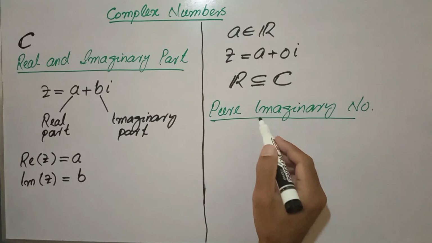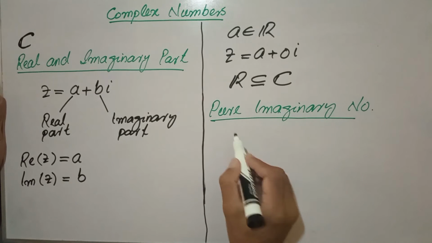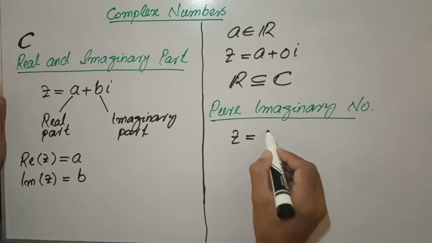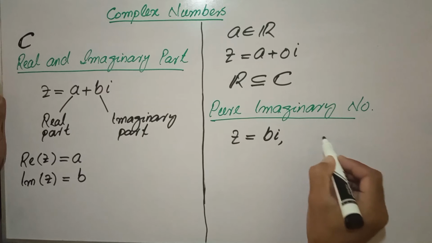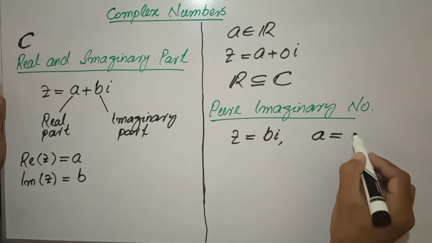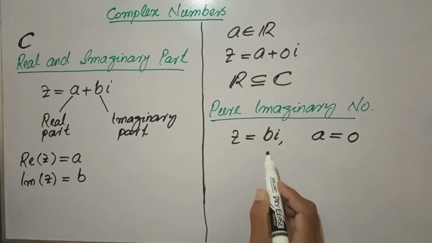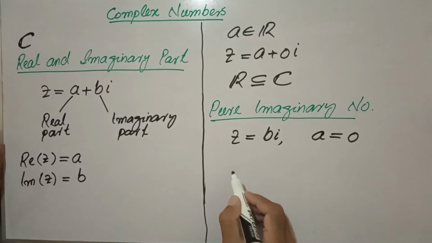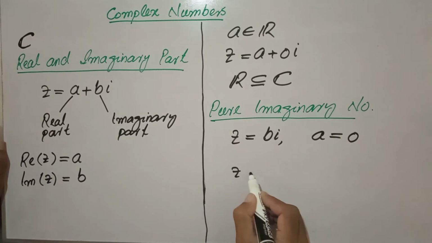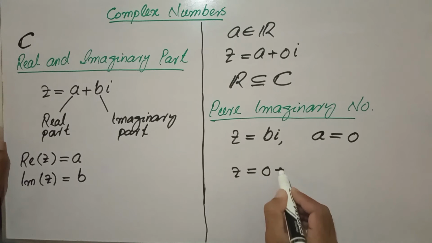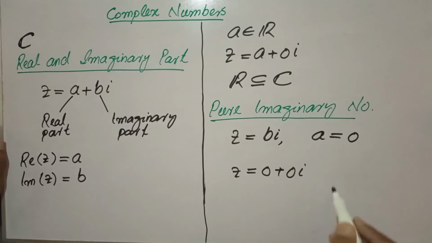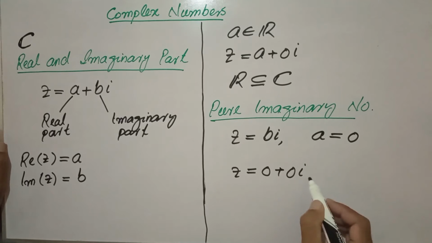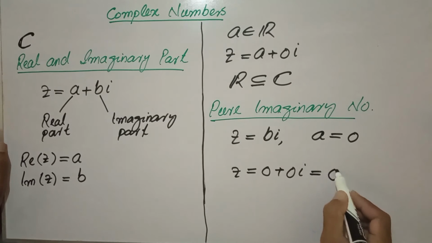Next, we discuss the pure imaginary number. If the real part of a complex number is 0, that is, if z is equal to b iota, in this case a is equal to 0, then this is called the pure imaginary number. If z is a number of the form 0 plus 0 iota, that is, real part is 0 and imaginary part is also 0, then we can write it as 0.